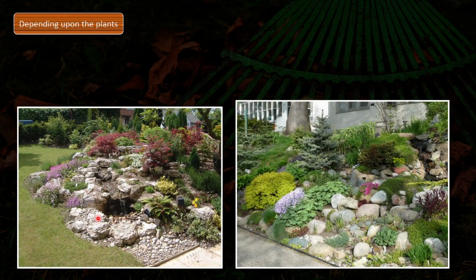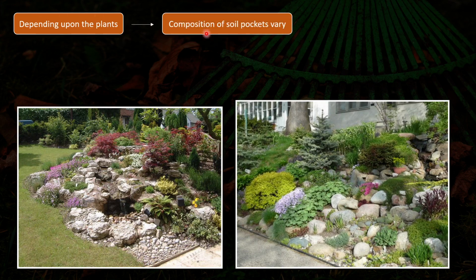So these are the examples of rock garden, which I already had put the photographs previously also, but this is just to give you a broader look. Now, depending upon the plants, composition of soil pockets also vary. So, where you place the soil, that is, the area where you place your plant is called the soil pocket. So, that soil composition also varies. Some plants might require very well drained soil, some plants will require little well drained soil. So, you need to add soil accordingly.